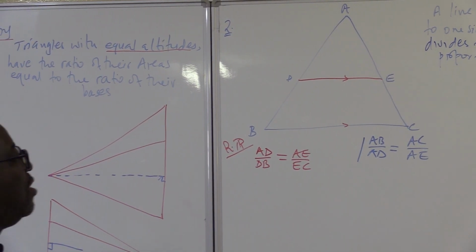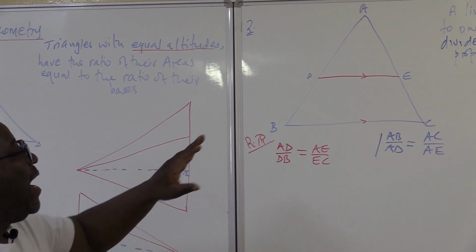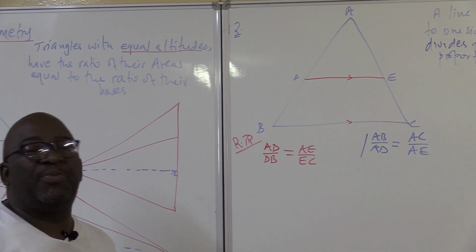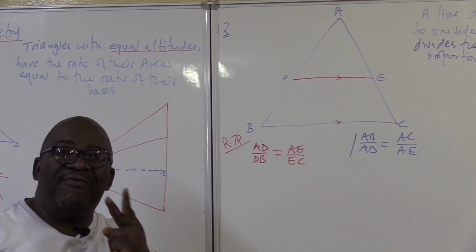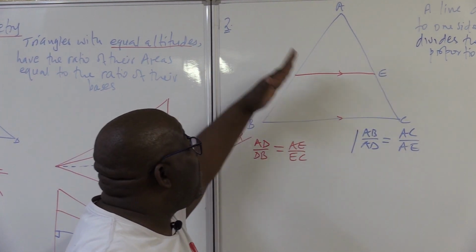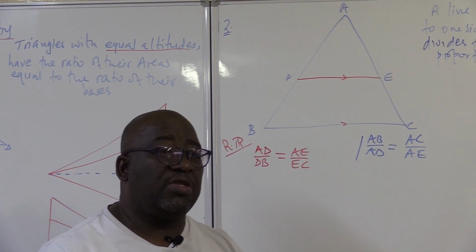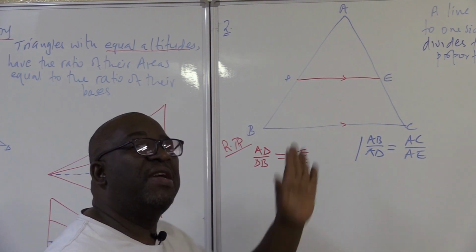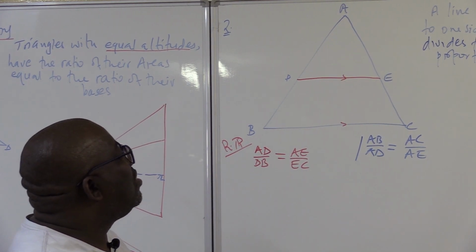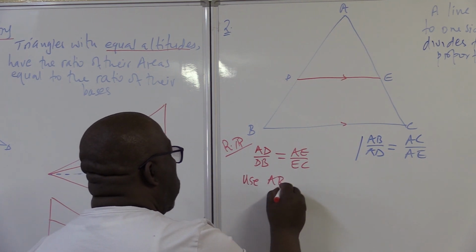Let's have our construction. Remember, the construction is always in dotted line. A line drawn parallel to one side of a triangle divides the other two sides proportionally. There are two sides that are very important here. If it is drawn parallel to this one, then this side and that side are important. Then those are the sides that I'm going to utilize. I'll start with one side, then go to another side. What side am I going to start with? I'm going to start with side AB. I'm going to use AB as a base.